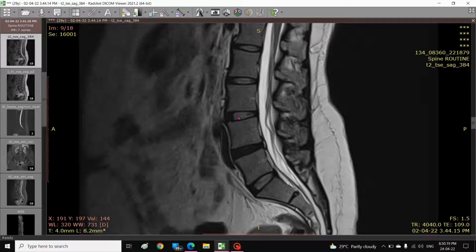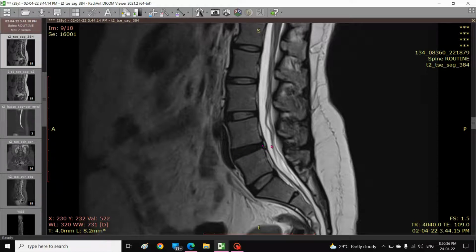That's why you see a bright nucleus pulposus, which is having good water content. So we consider that these are all healthy discs, and the healthy disc will never bulge that easily compared to a degenerated disc, which is kind of bulging over here.